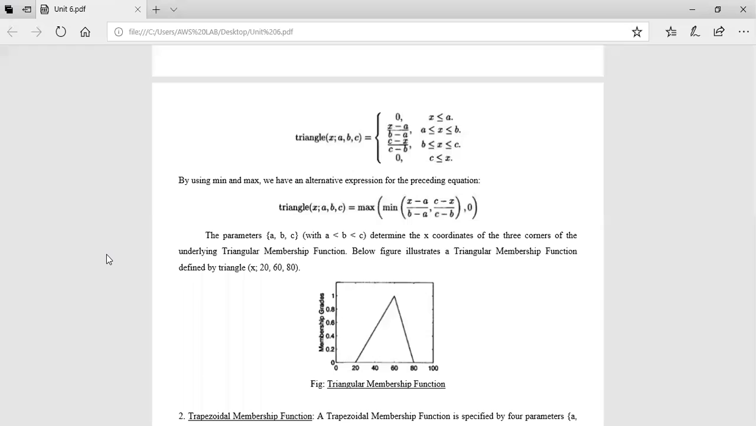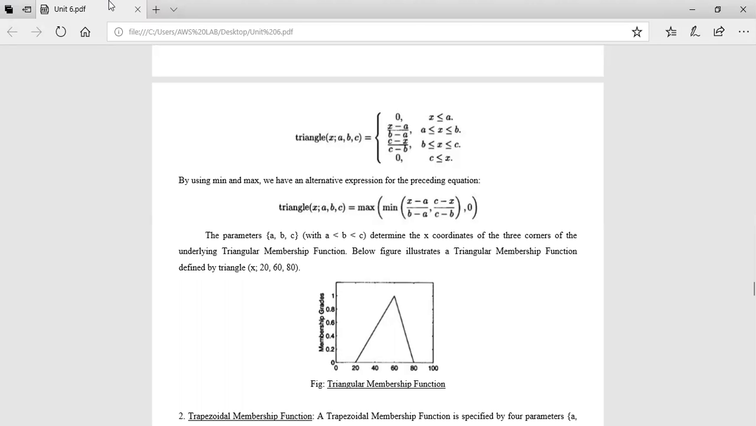Since the triangle membership function requires three parameters, it will have a, b and c. When we use this type of formula, the left side of the part will not be changed, right? So look at how the right side goes: max of min of (x minus a) by (b minus a) comma (c minus x) by (c minus b) comma 0. So this is how we can convert the above expression by using min and max.